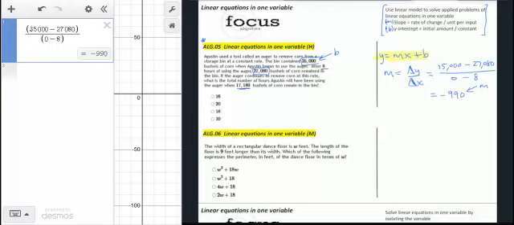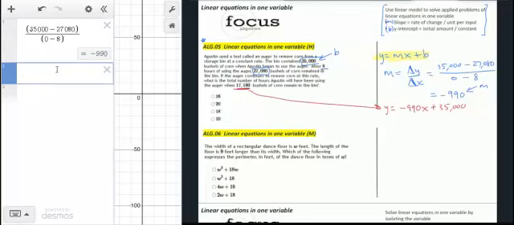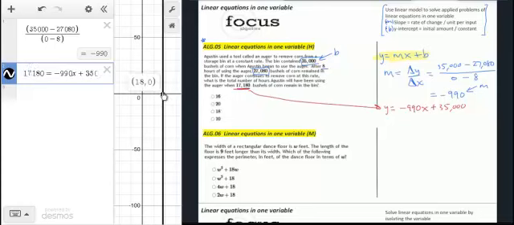So I have enough to create my equation for this problem: y equals negative 990x plus 35,000. What I can do is evaluate this function and solve: when y is this number, what is x? Using Desmos, once again, it will solve equations for you, or you can use the solve feature of your calculator. If you type in 17,180 equals negative 990x plus 35,000, you get your answer to be 18.